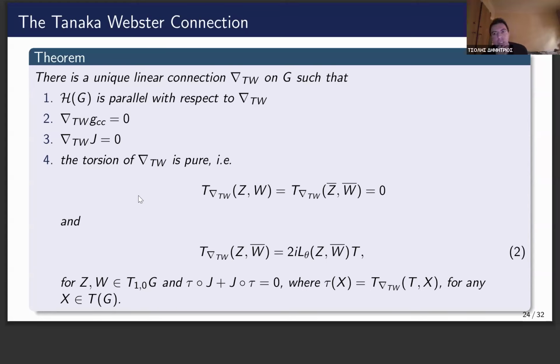Now, the thing about this Tanaka-Webster connection is that it's not torsion-free, like the Levi-Civita connection. So here we have torsion. And in Sub-Riemannian geometry, the torsion is always non-zero. If it's 0, then we have another type of manifold. We call it a Sasakian manifold, which is Riemannian. So we want the torsion to satisfy this relation here and this. And we have that the torsion composed with J anti-commutes with J. And so we have this anti-commutativity relation.